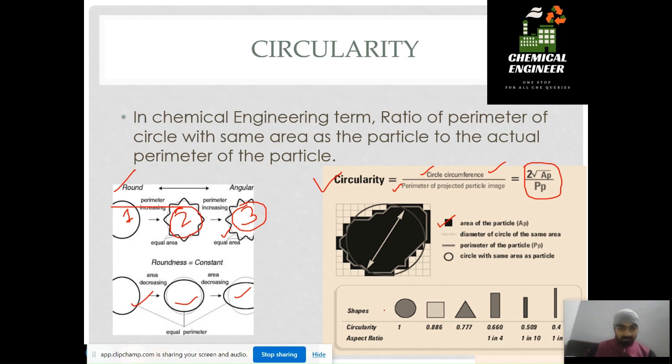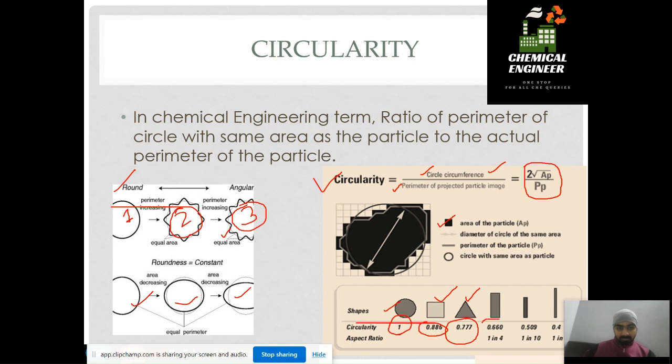First is a circle, so circularity is 1. Second is rectangular, this is a square. For the square, circularity is 0.886. How do you calculate it? The same way as we have discussed right now. Third is a triangle, which is 0.77 circular. You can remember all those values because they can be directly asked.